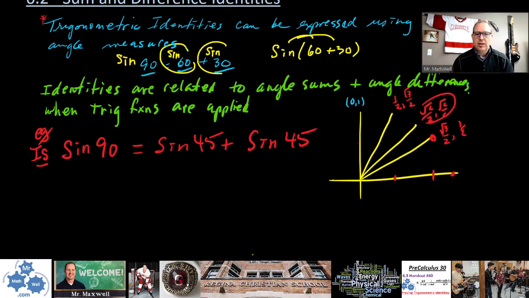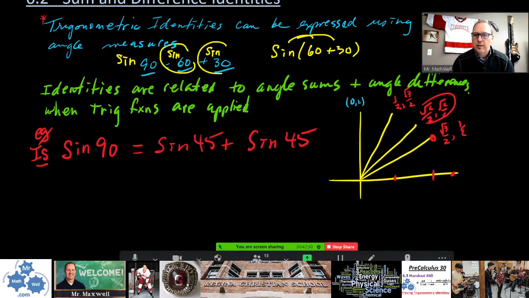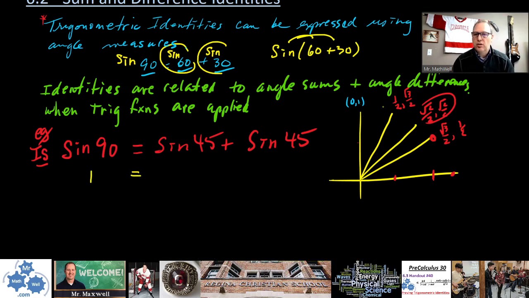Let's check it out. So sine of 90, I know the sine of 90 is 1. According to my unit circle, and I have the first quadrant here, you should have the first quadrant memorized, the unit circle, the angles, and the points. We're going to look at sine of 90 as being 1, and sine of 45 as being root 2 over 2. So is this true? Does 1 equal root 2 over 2 plus root 2 over 2? Well, this is like half of root 2 plus another half of root 2, so that just equals root 2. Obviously, that doesn't work. So this is not true up here.